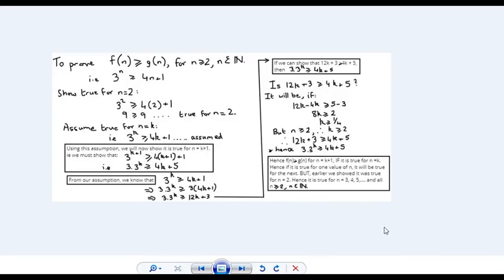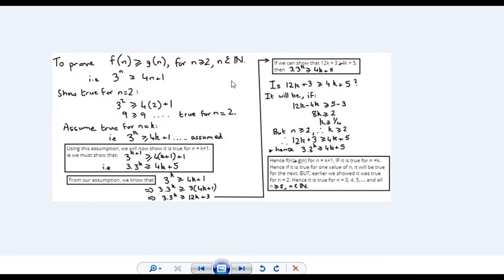So the question really is to prove that f of n is greater than or equal to g of n for n greater than or equal to 2 and n an element of the natural numbers. So really what they're asking us to show is that 3 to the n is greater than or equal to 4n plus 1, as long as n is greater than or equal to 2.